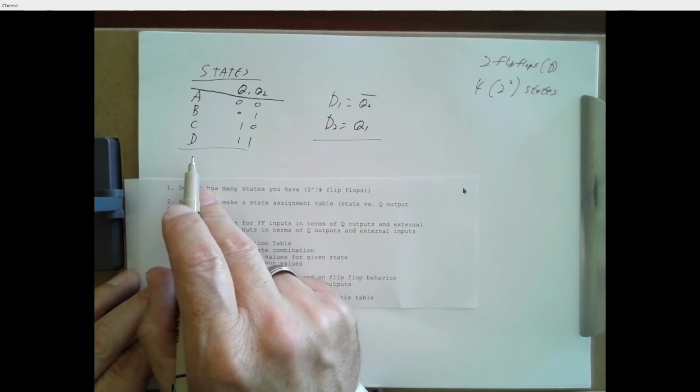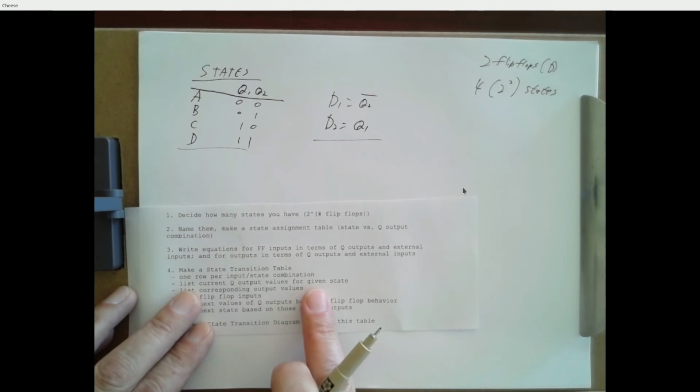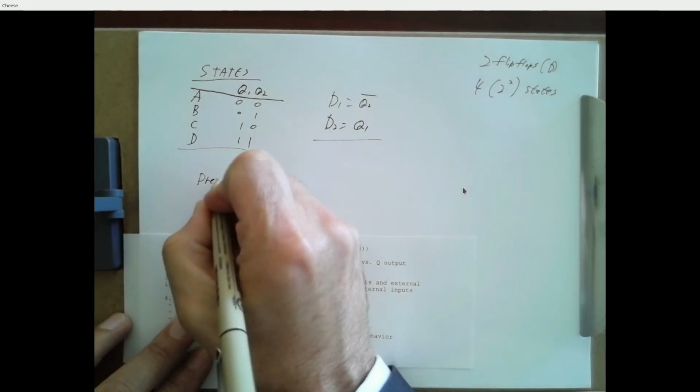All right, so 1 row per input and state combination. We have 4 states. We have no input, so we're going to have 4 rows in our table. If we had an X input, we'd have 8 rows in our table, right? 4 states and 2 possible input values. So list the current Q output values for a given state. Okay, so we want to know the inputs and the state. So I'm going to start off with present state.